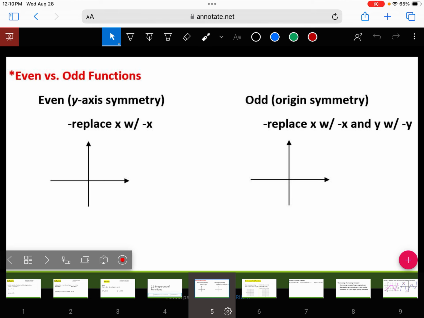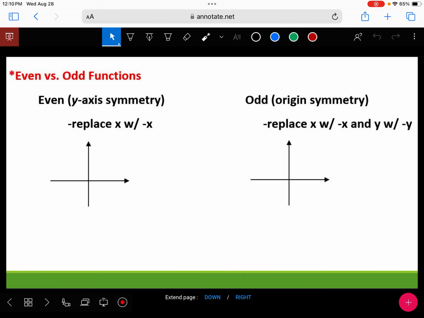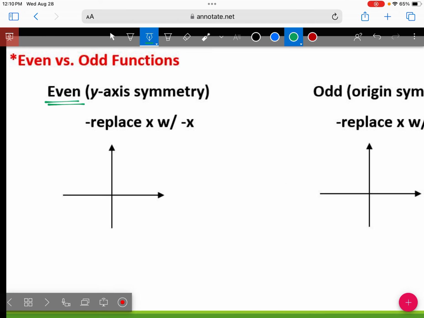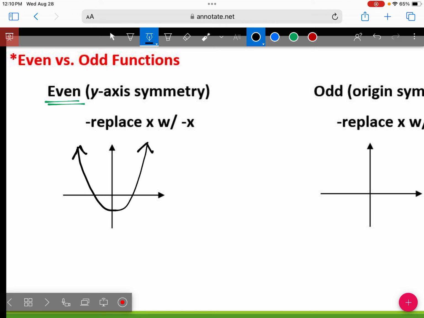So even versus odd. If a function is even, that simply means that it has symmetry with the y-axis. An example of that would be a parabola that has a vertex on the y-axis. Notice that in this graph, that line should look like a mirror. So this side should match up perfectly with the right. That's what it means to have y-axis symmetry. We're going to do a test with that in a second.